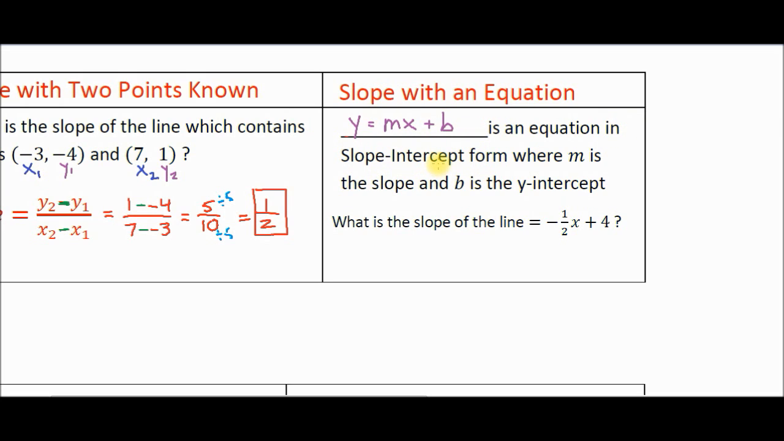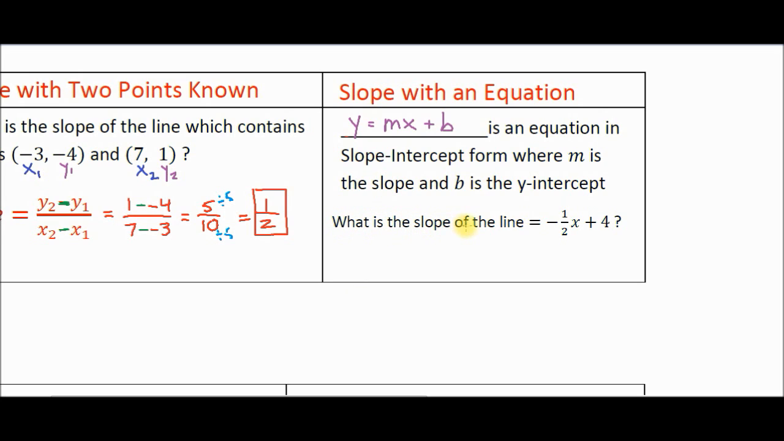Why do we call it that? Because this equation tells us the slope and tells us the y-intercept. M, which is the coefficient in front of the x value, that is the slope, and the value of b is the y-intercept, or another way to put it is, it's where the line crosses the y-axis. So based on this form, the slope-intercept form, the kind of question you may see is like this one here.